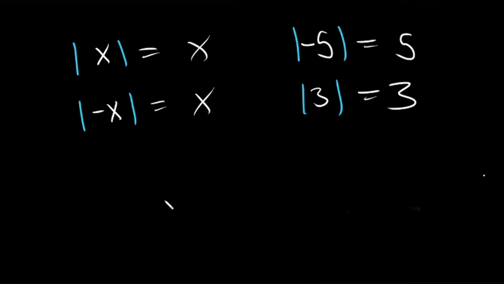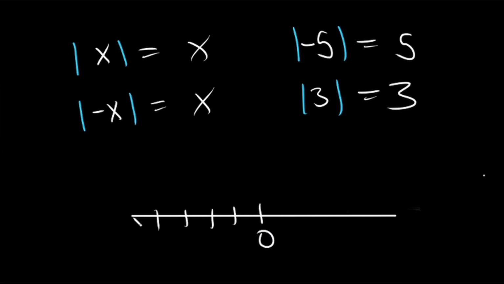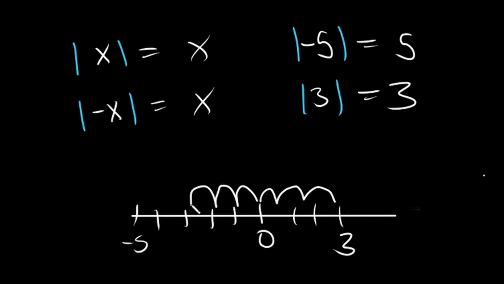You can think of an absolute value as the distance to 0. So you have 0, and you have negative 5 here, and 3 here. The distance, because distance can't be negative, is still 1, 2, 3. The distance here is 1, 2, 3, 4, 5.